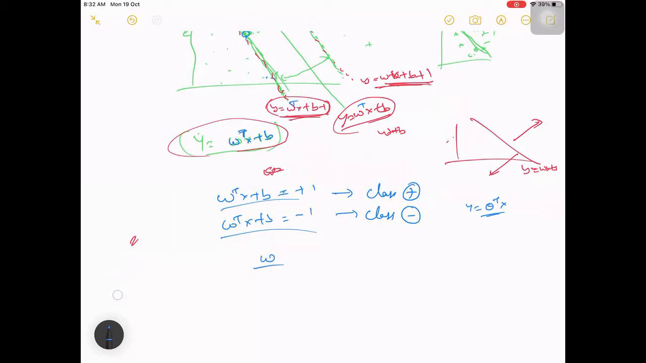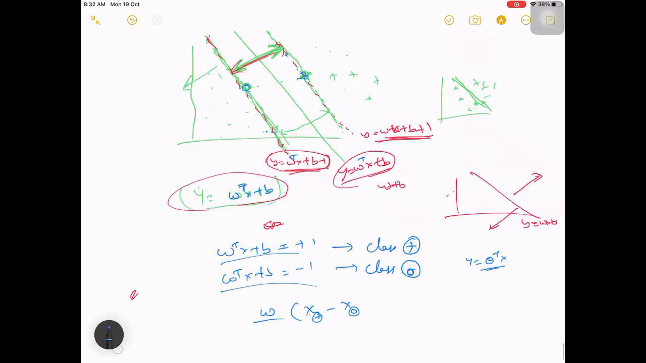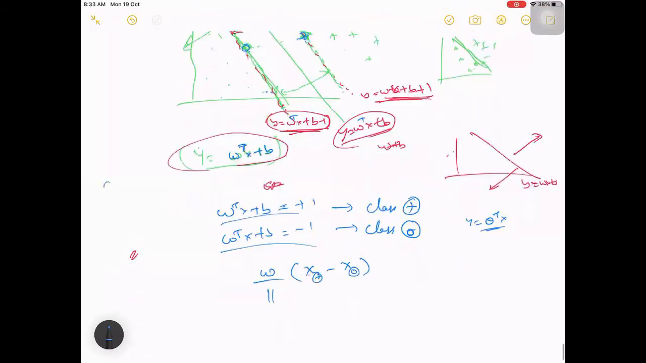If you take a difference of x plus minus x zero, right? I'm substituting this x value for this and this x value for this, and taking the difference between them. Because we have to divide by the modulus, if you take ax plus b, the modulus will be root over a square plus b square. That norm, that modulus, we have to have here. So this will be the distance between these two lines.